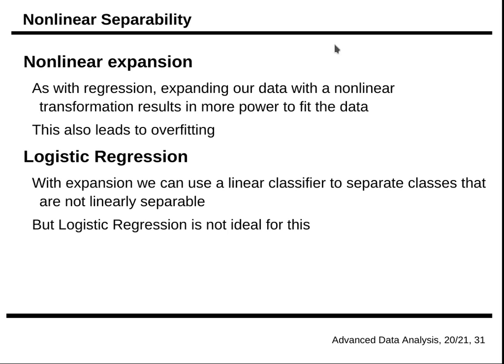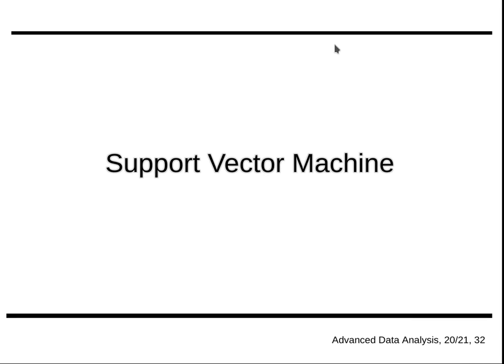The same way that we did with linear regression, we can also increase the power of this classifier if we expand non-linearly the features that we are using. However, logistic regression is not ideal for this because we need to do the expansion manually. And so we pay the computation costs of the expansion. We need to have everything in memory, and so it's not the best way of doing this. If we want to do this kind of thing, then it's better to use support vector machine.